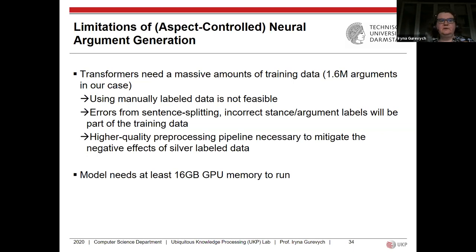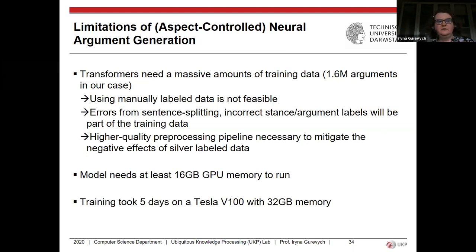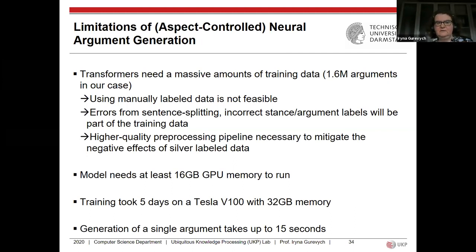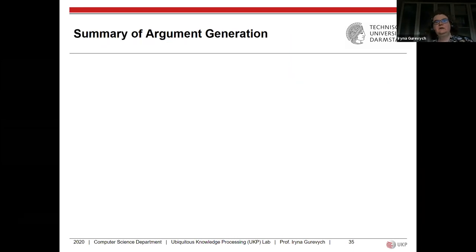Also, the model is computationally expensive, so it needs at least 16 GB GPU memory to run, and the training took 5 days in our case on a Tesla V100, and the generation of a single argument takes up to 15 seconds, which is way too much time for a single sentence.